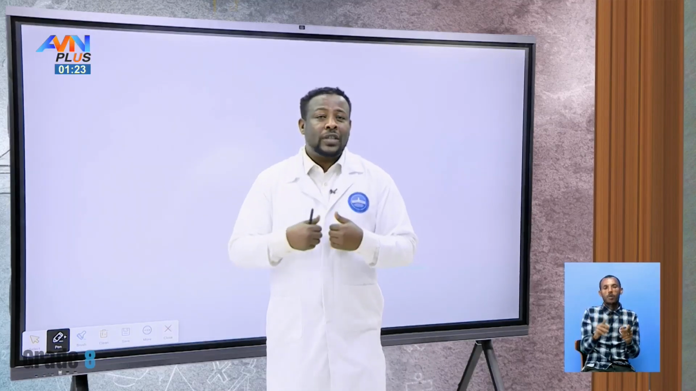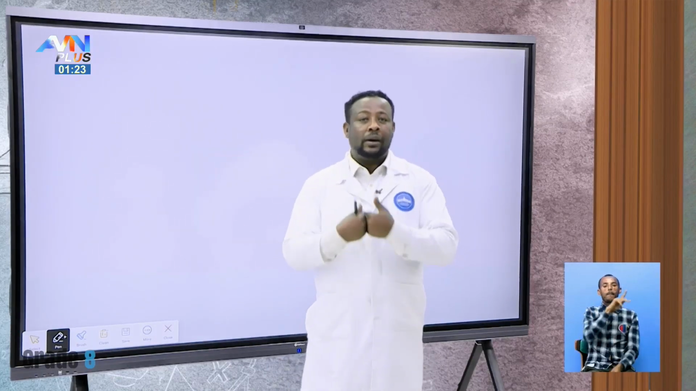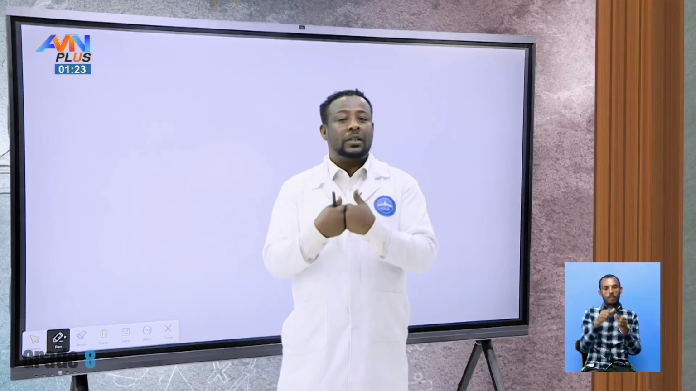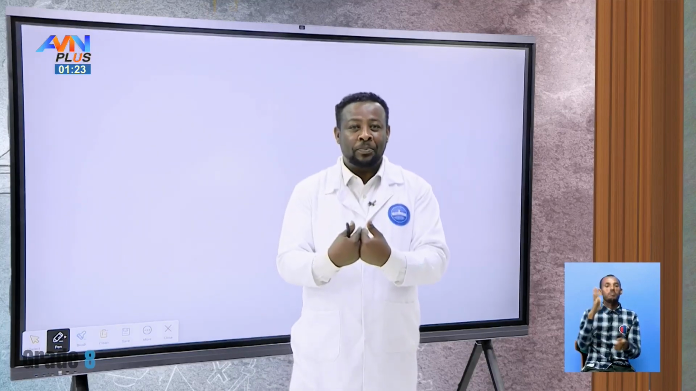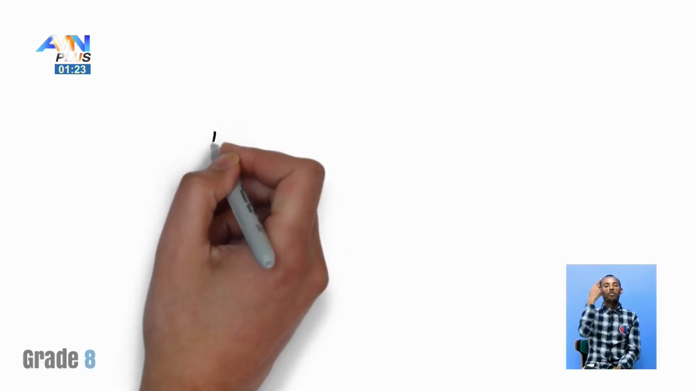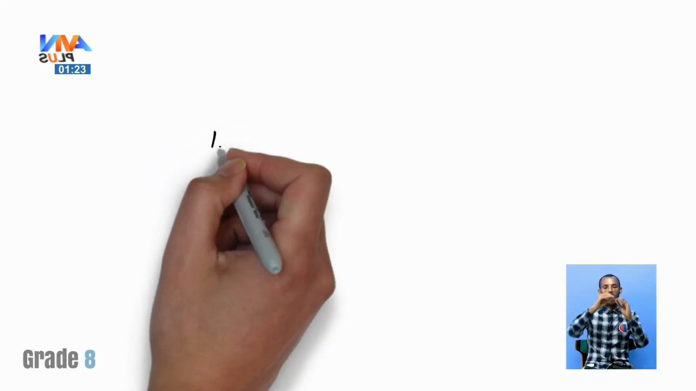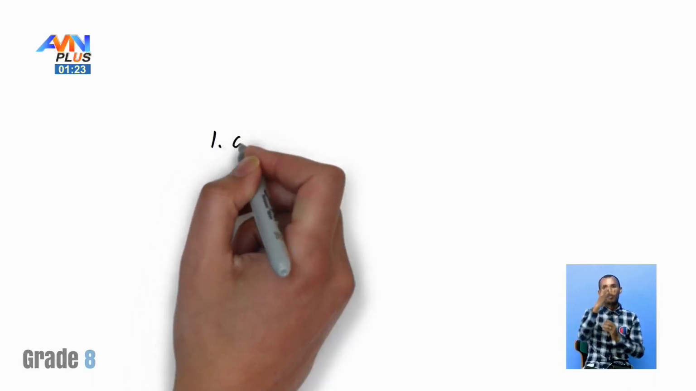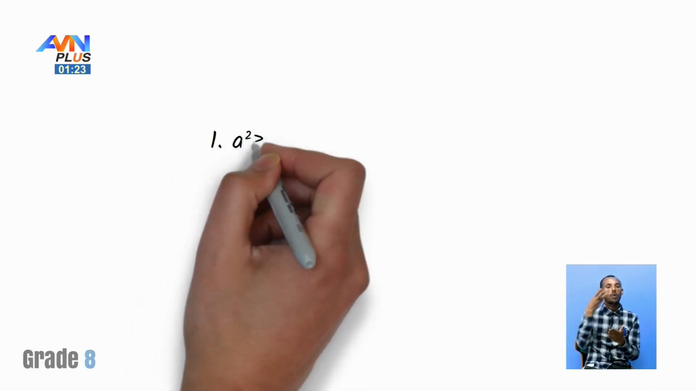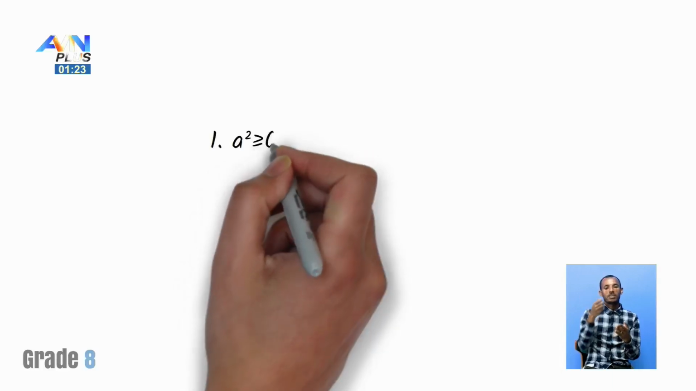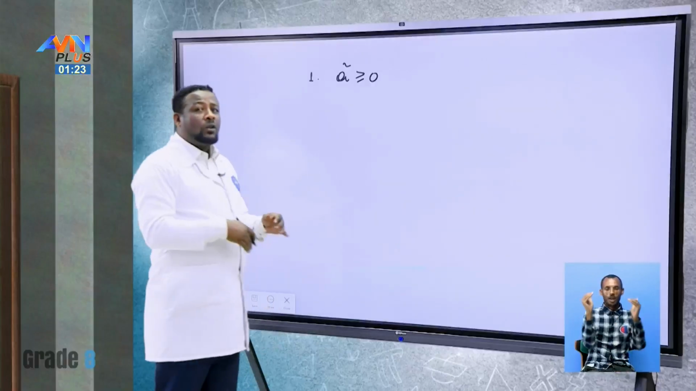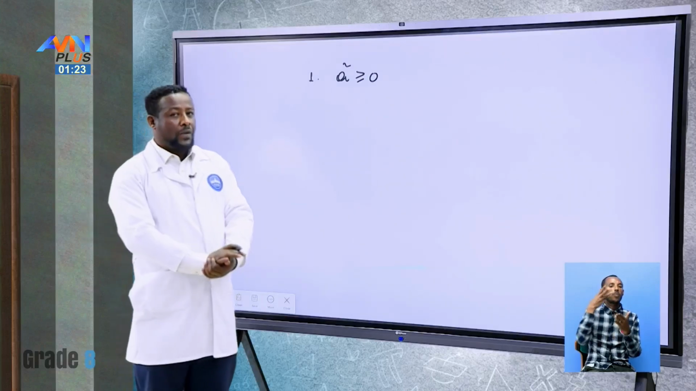We have also seen properties of the square of a number, okay? Do you remember what the properties look like? Good. For any rational number A, one of the properties that we have seen in our previous lesson was that the squared value of any rational number is greater than or equal to 0. This was one of the things that we have seen before.